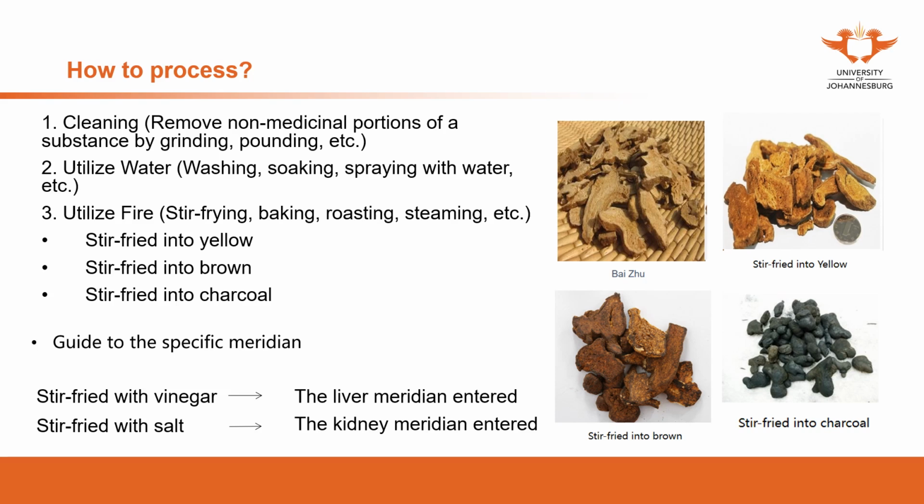Processing also can guide herbs to a specific meridian. For example, we have introduced the flavors in the previous videos. When you stir fry with vinegar, you can guide the herbs to the liver. When you stir fry with salt or salty water, you can guide the herbs to the kidney. So these are different ways to process herbs.